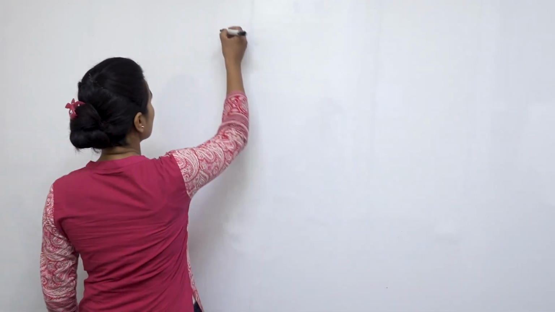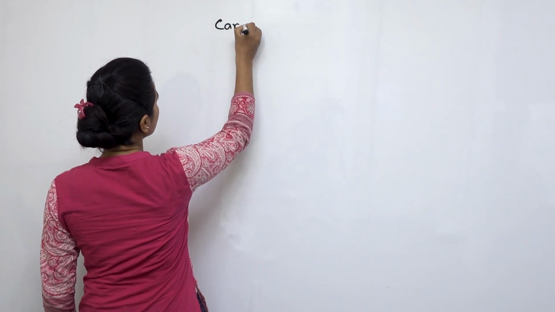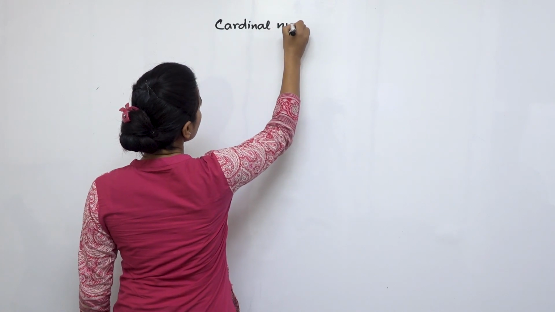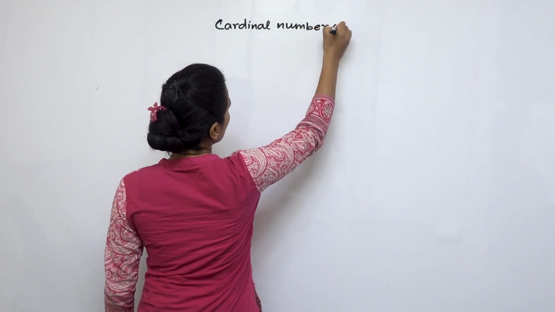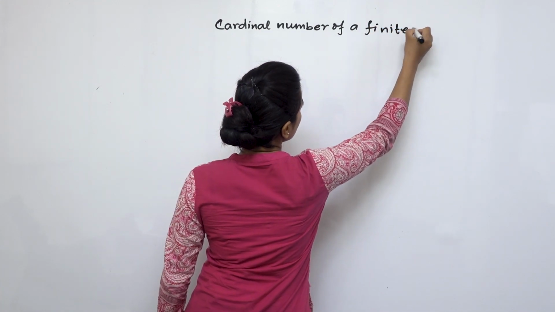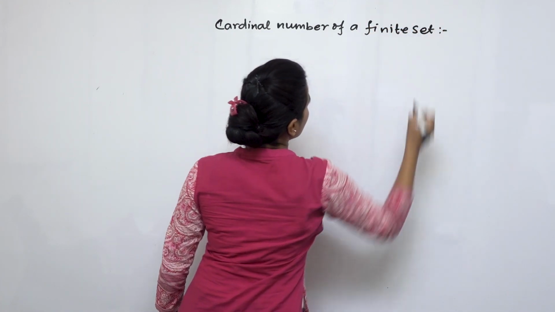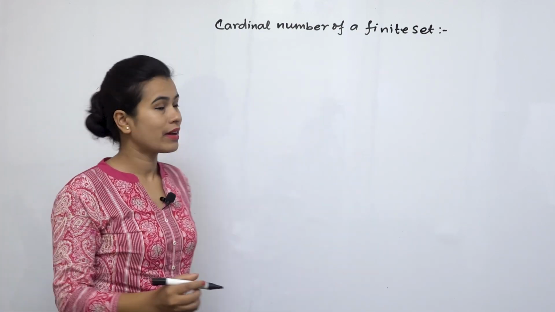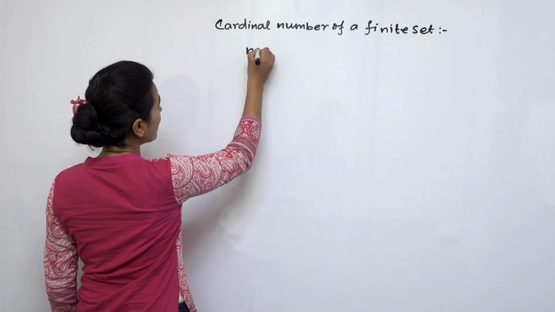Cardinal number of a finite set. The number of distinct elements of a finite set is the cardinal number of that finite set. It is denoted by n(A).